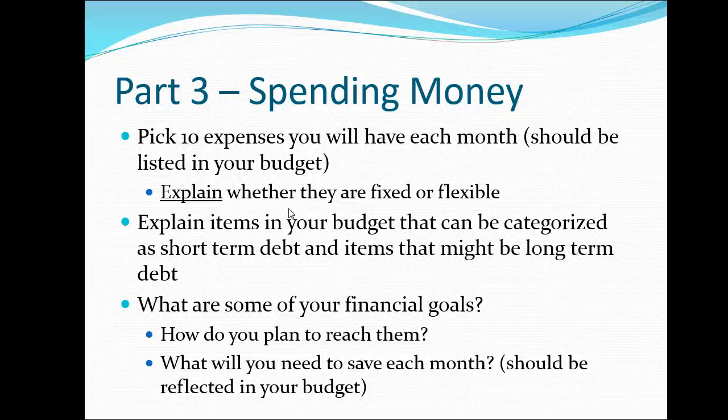Part 3, spending money. So now you're going to pick 10 expenses that you have each month that should be listed in your budget and explain whether they are fixed or flexible. And if you want to get fancy, we did talk about fixed variable expenses, so you can add that word in there if you want to too. Explain to me different items in your budget that could be considered short-term debt and some items that could be considered long-term debt. You'll need to understand the difference between short-term and long-term debt.